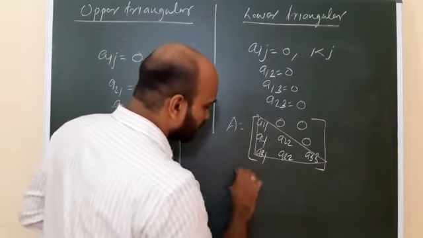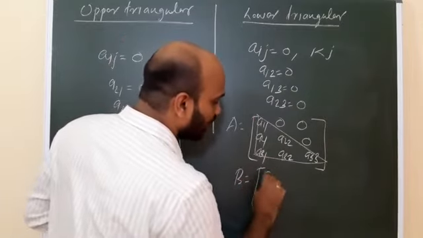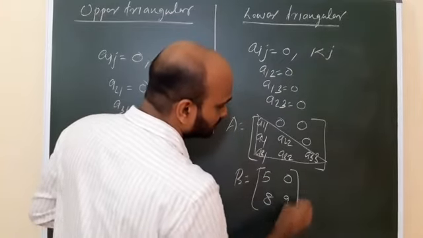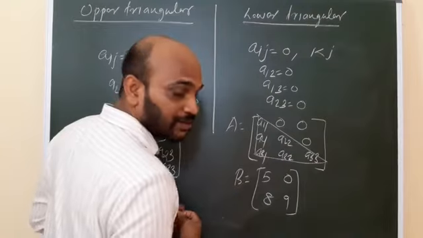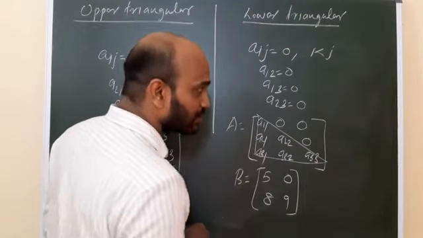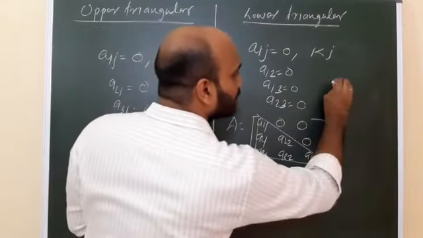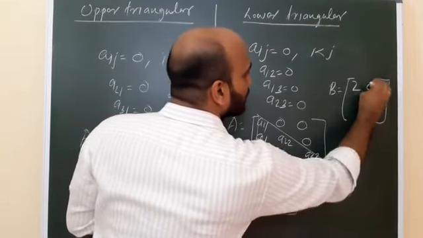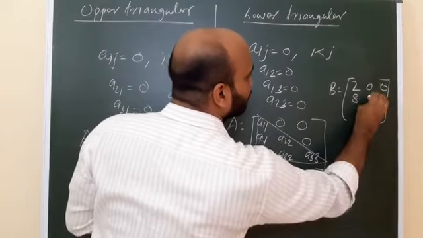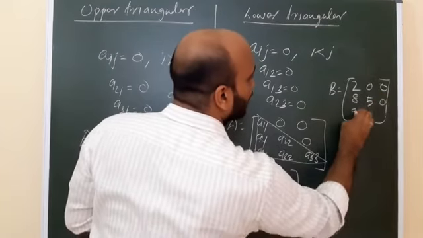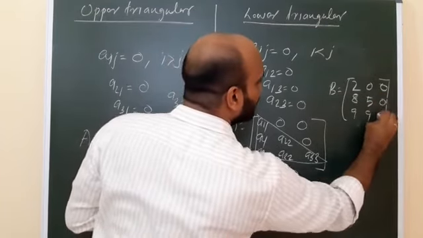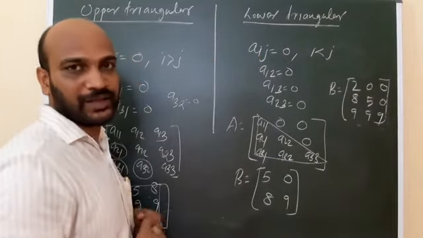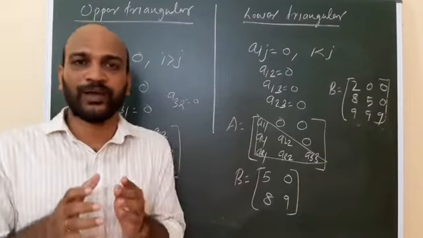For example, B equal to 5 0, 8 9. Right, a 2 by 2 lower triangular matrix. So in case of 3 by 3, we can write like this: 2 0 0, 8 5 0, 9 9 9. Example for a lower triangular matrix. So these are the different types of matrices.